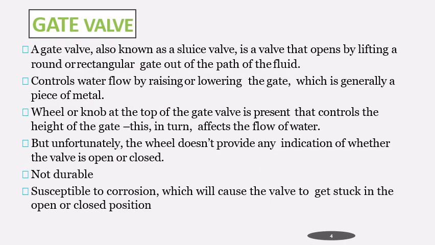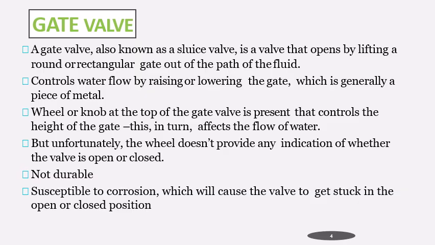Next is the gate valve. A gate valve, also known as a sluice valve, opens by lifting a round or rectangular gate out of the path of the fluid. It controls water flow by raising or lowering the gate, which is generally a piece of metal. A wheel or knob at the top of the gate valve controls the height of the gate. This in turn affects the flow of the water.